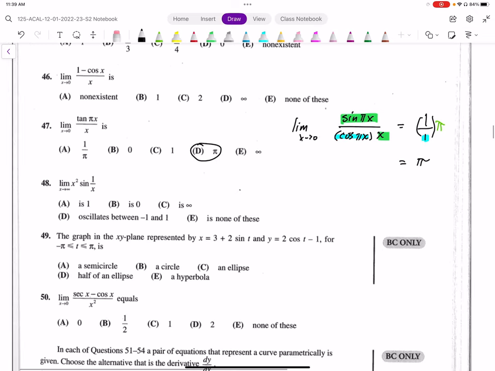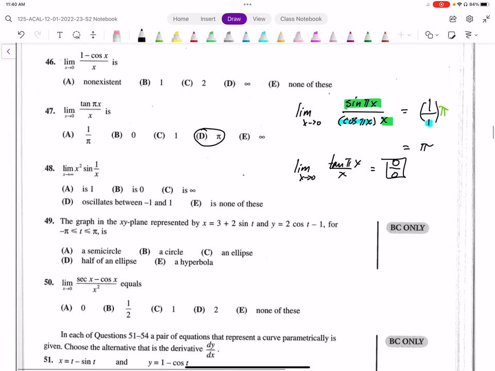Okay, now we can contrast this with a solution if we use L'Hopital's. So we have tan pi x over x. We have our condition of 0 over 0 when we plug that in. So applying L'Hopital's, we get the limit as x approaches 0. This becomes secant squared of pi x times pi all over 1.